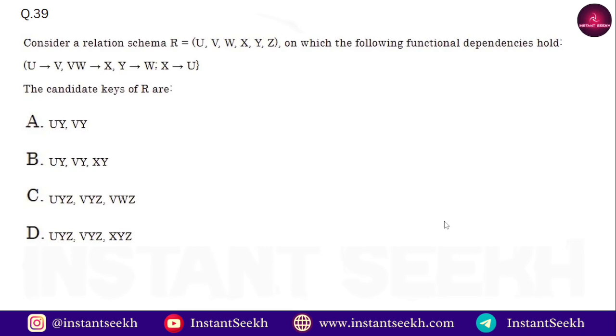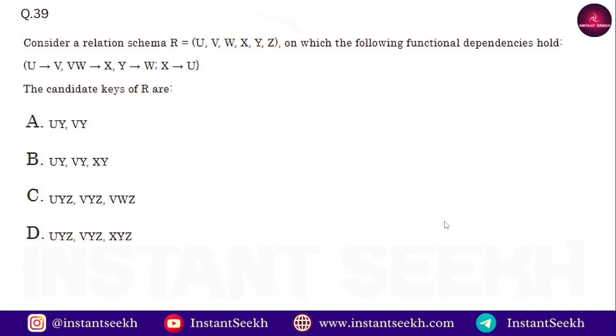We have been given a schema. A relational schema is given where R equals U, V, W, X, Y, Z, on which the functional dependencies are also given. You can see the functional dependencies. It is asking for the candidate key of the relational schema R. So what is a candidate key? Basically, a candidate key is a column or a set of columns in a table that uniquely identify any database record without referring to other data.